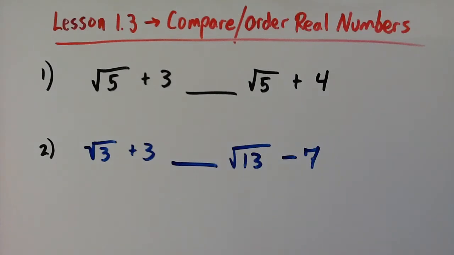Let's compare real numbers. In number 1 here we have the square root of 5 plus 3 compared to the square root of 5 plus 4. Let's write either less than, greater than, or equal to.